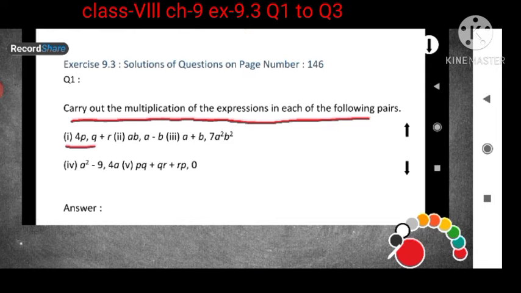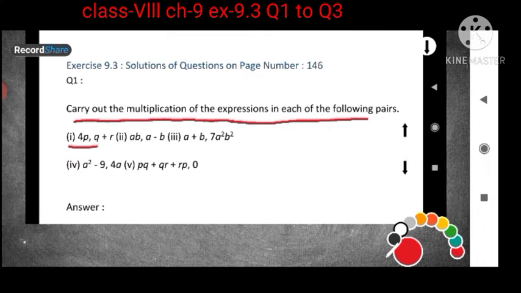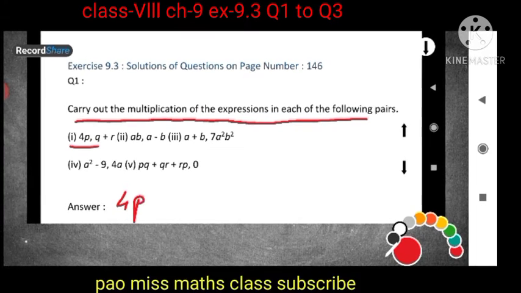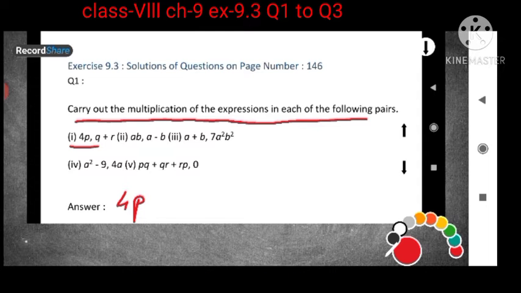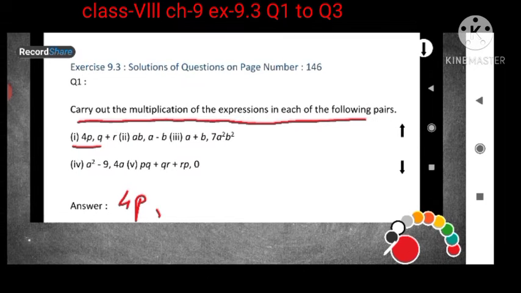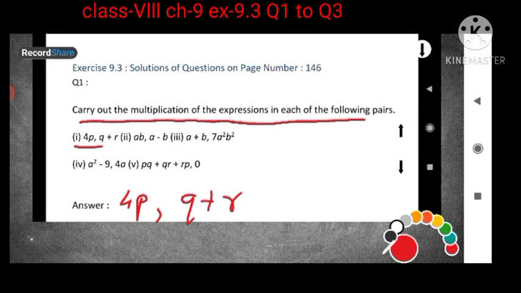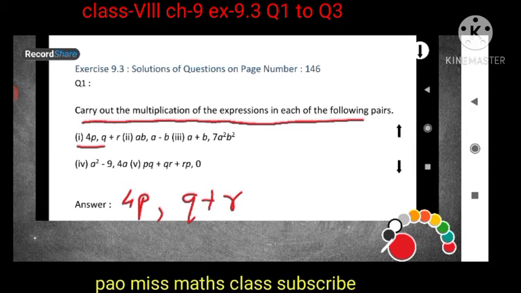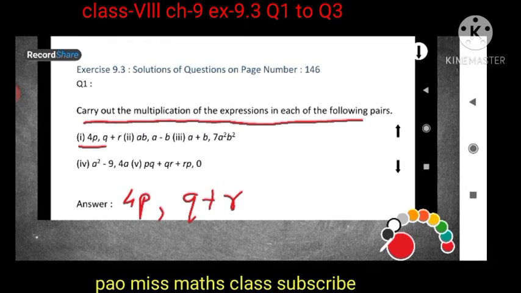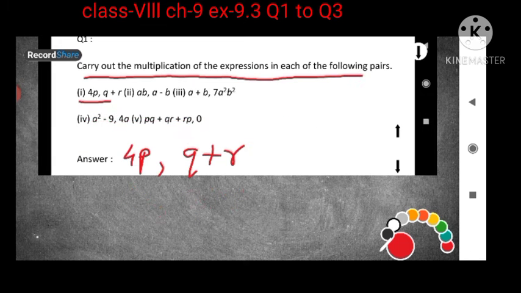Now here in this question we can see 4p, isn't it? This is only one term, that means this is a monomial, isn't it? And what is the other term? The other term is q plus r. There are two terms, that means binomial. So here we have to multiply a monomial with a binomial. Okay, monomial multiply with binomial.